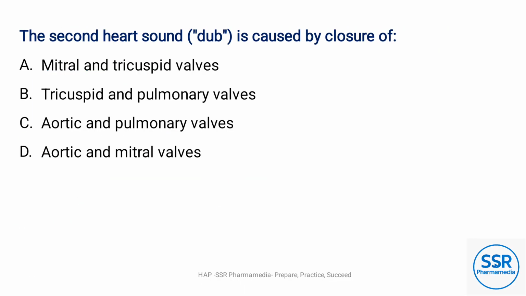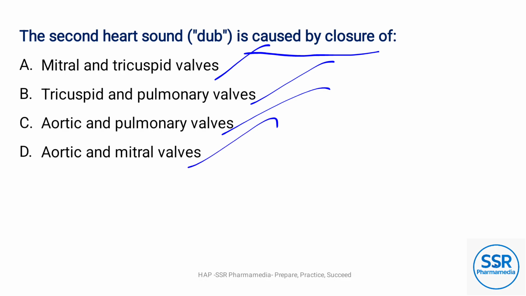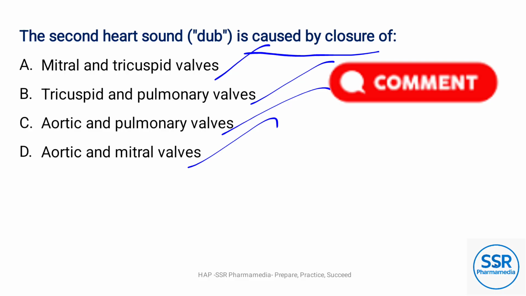Next, the second heart sound, dub, is caused by closure of which valves? Option A, mitral and tricuspid valves. Option B, tricuspid and pulmonary valves. Option C, aortic and pulmonary valves. Option D, aortic and mitral valves. So tell me the answer in the comments.